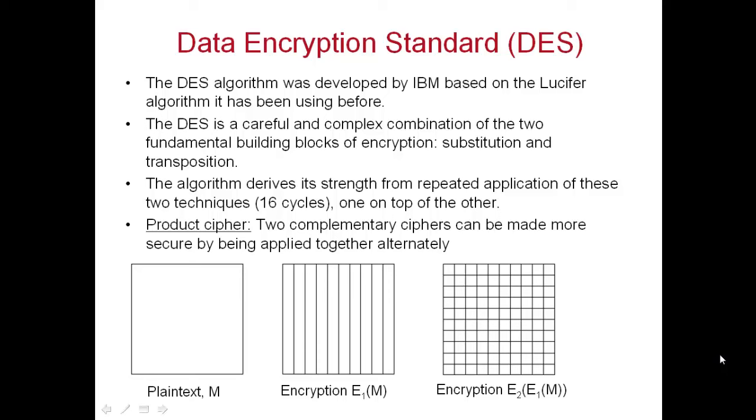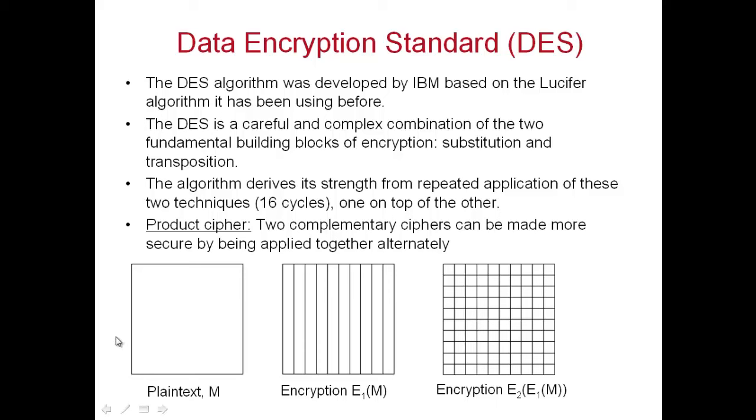Okay, so now in this video I'm going to tell about the Data Encryption Standard, which is called DES. It is a block cipher, and even though it's a block cipher, it uses both substitution and transposition repeatedly for about 16 cycles. The underlying principle is basically you build encryption at each layer.